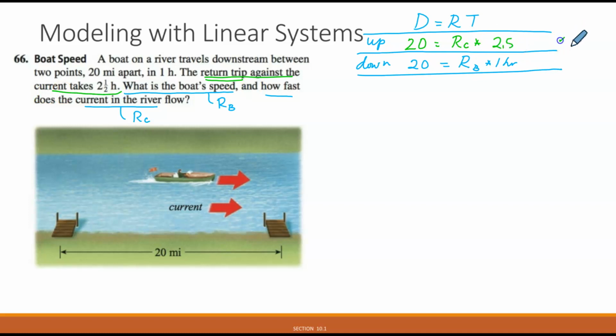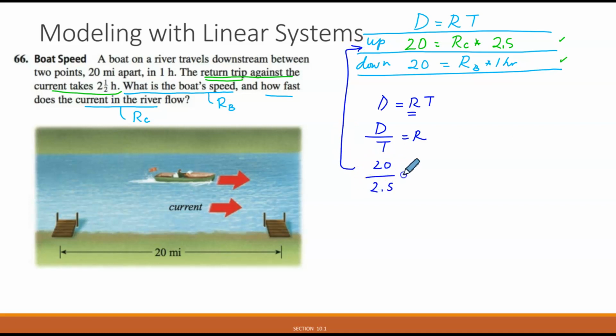Now this would be equation 1, this would be equation 2, but it's not necessary to use a system to get this solved. If we look at our first equation, now that we know distance is equal to rate times time, if I'm looking to solve for rate, I can divide time over. So distance over time is equal to rate. For our first equation here, distance is 20, time is 2.5, and that would be the rate of the current.